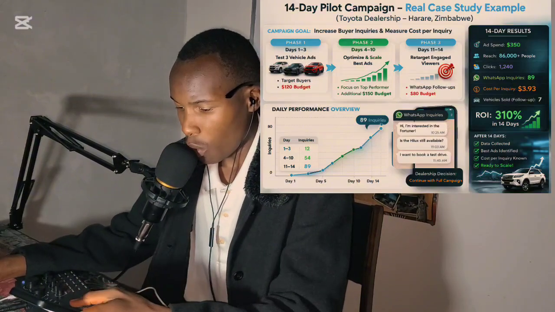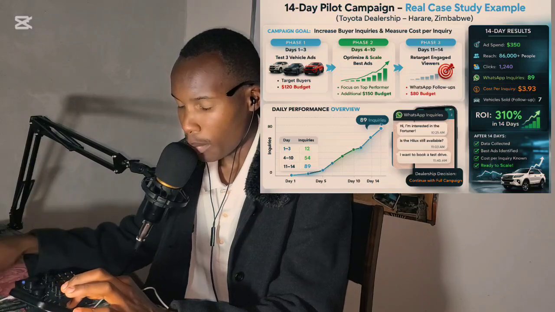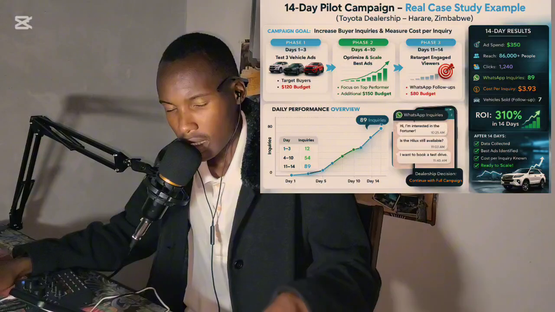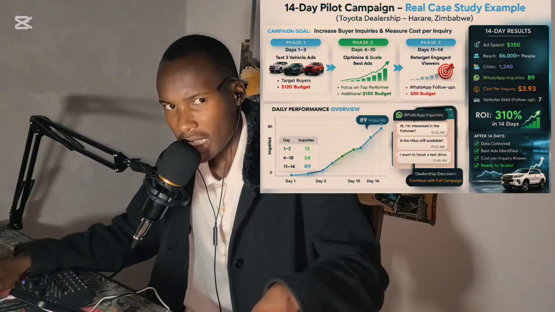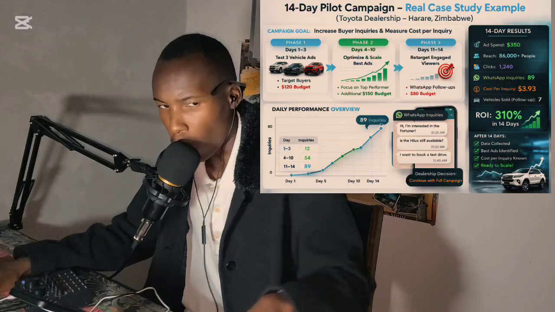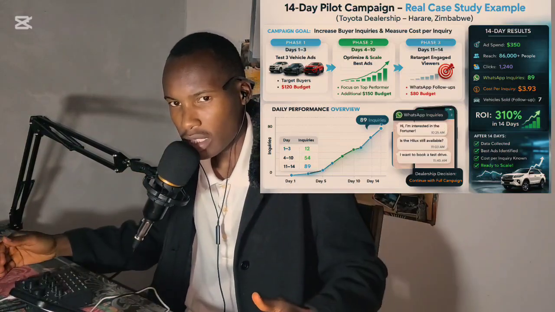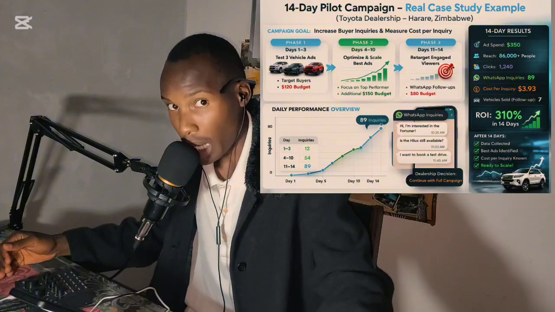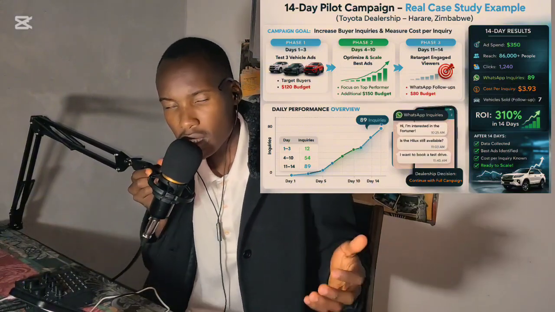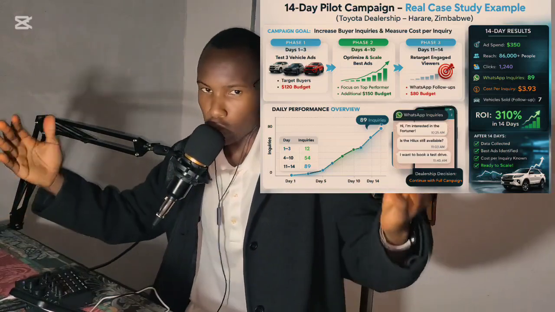What is our campaign goal? To increase buyer inquiries and measure cost per inquiry. You have to know how much it costs to bring a person to your showroom or to your shop. So this is our main goal: to increase buyer inquiries, people who have the potential to come and buy from you, and to see how much it costs to bring that person to your workplace or showroom.